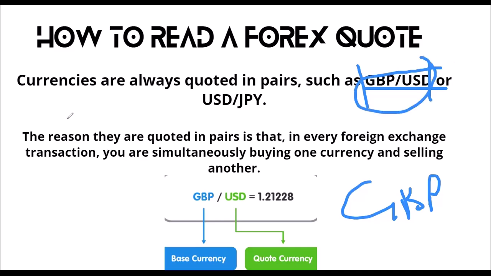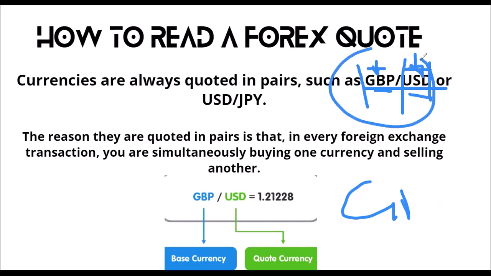So that's why you represent them in a quote like that, where you need to have two currencies like GBP, USD. So these are two. It means the first one is the one that you are buying, and the second one is the one that you are selling. If you are selling this pair, it means you are selling the first one and you are buying the second one.